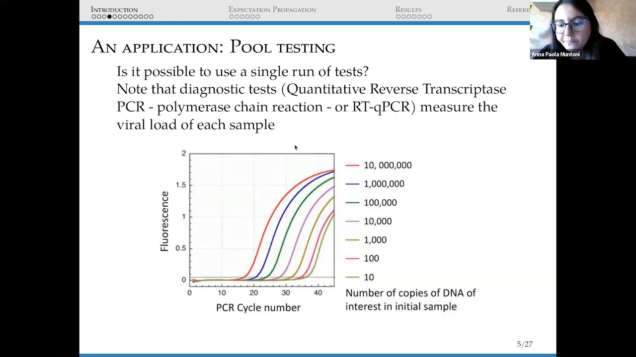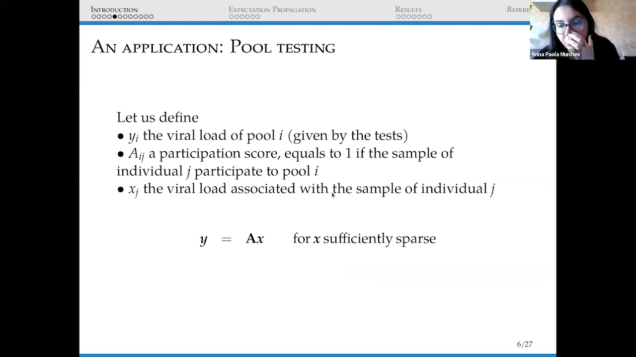And this idea can be exploited to solve the original problem as a compressed sensing problem, because now we can say that this measurement vector y contains in each entry i the viral load measured by the test. And this sensing matrix is a sort of participation score that is equal to 1 if the sample of individual j participates in pool i, because each individual can participate in many pools concurrently at the same time. And x_j is the viral load associated with each individual j.